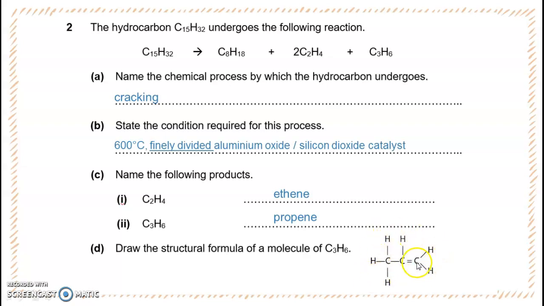Make sure that each carbon can only hold up to 4 covalent bonds. So this is 1, 2, 3, and 4. The double bond, whether it's here or here, it doesn't matter. But make sure that the number of hydrogens corresponds correctly.